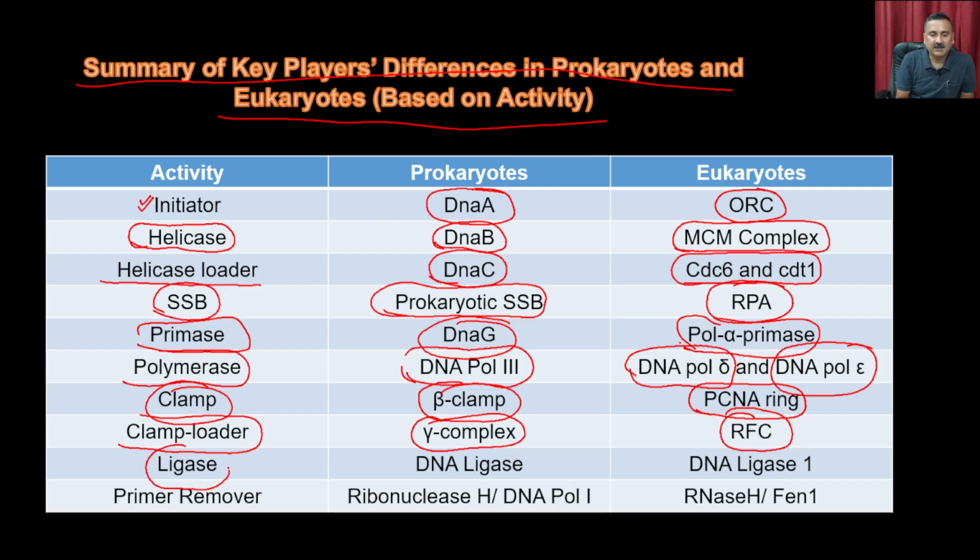Then we have the ligase, which is required for joining the lagging strand fragments. It is DNA ligase in prokaryotes, whereas in eukaryotes it is DNA ligase 1. Then we require primer removal. Primer removal is done by DNA Pol 1 or ribonuclease H in prokaryotes, whereas in eukaryotes it is done by RNase H or FEN1. So, these are some of the components that differ between the prokaryotic system and the eukaryotic system.